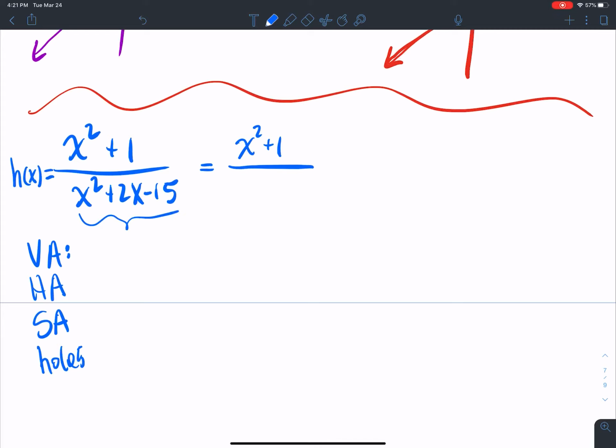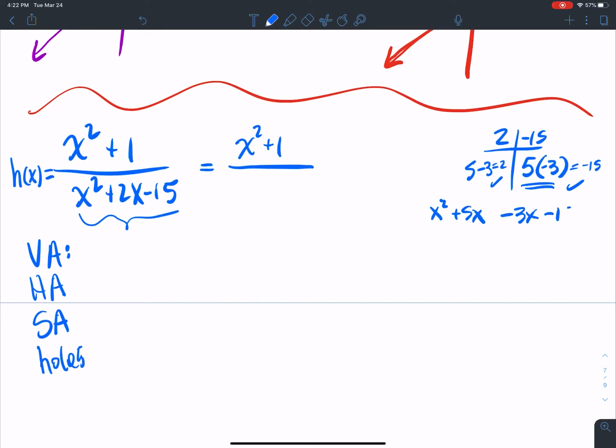And so this is a trinomial, I think, t-chart. So I want something to multiply to negative 15 and add to 2. Well, 5 times 3... Okay, let's make this negative 3. And so that's 5 minus 3, that's 2. And that multiplies to negative 15, so we're good. So let's do the AC method. So 5 and negative 3 are my numbers. So I have x squared plus 5x minus 3x minus 15.